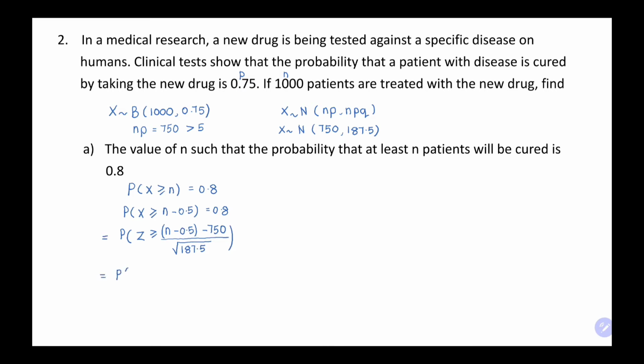Then we solve, we get the answer Z greater than or equals to N minus 750.5 over square root of 187.5, and this one equals to 0.8. Then we check the area. We have Z greater than or equals to N minus 750.5 divided by square root of 187.5, and this area equals to 0.8. Greater equal means our area to the right side, but dia greater ke arah kanan.